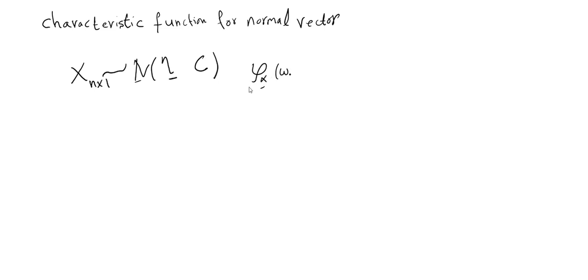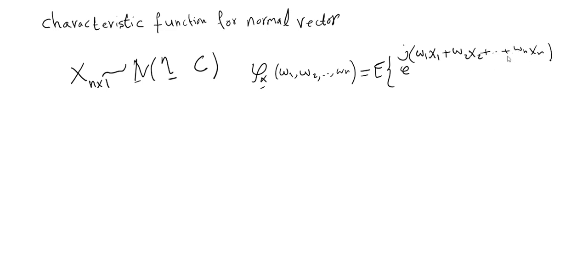We can define the characteristic function as the expectation of exponential of j times omega 1 x1 plus omega 2 x2 and finally plus omega n xn. We need to compute this expectation to find the characteristic function for a normal vector.